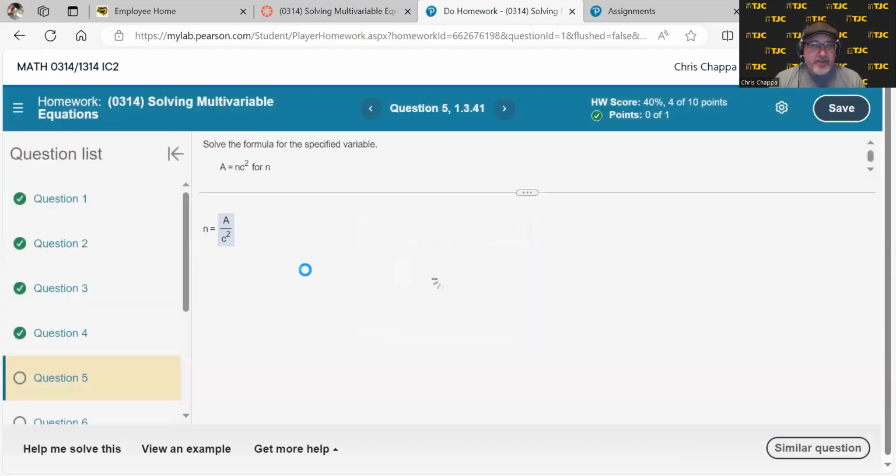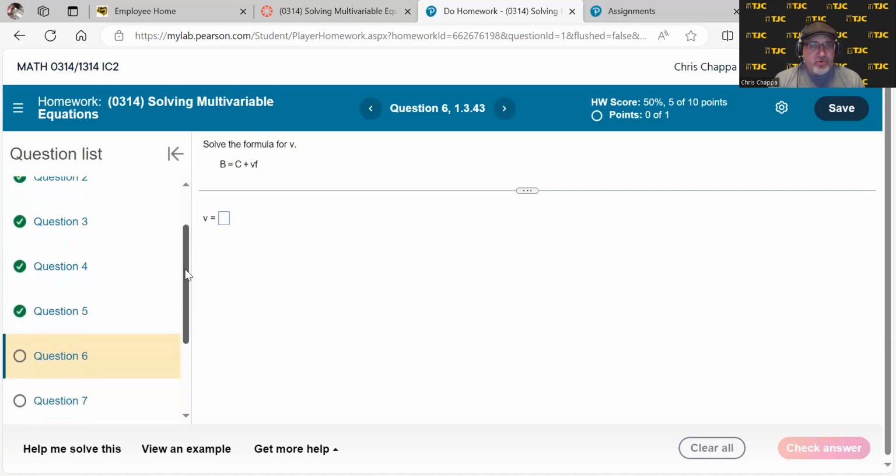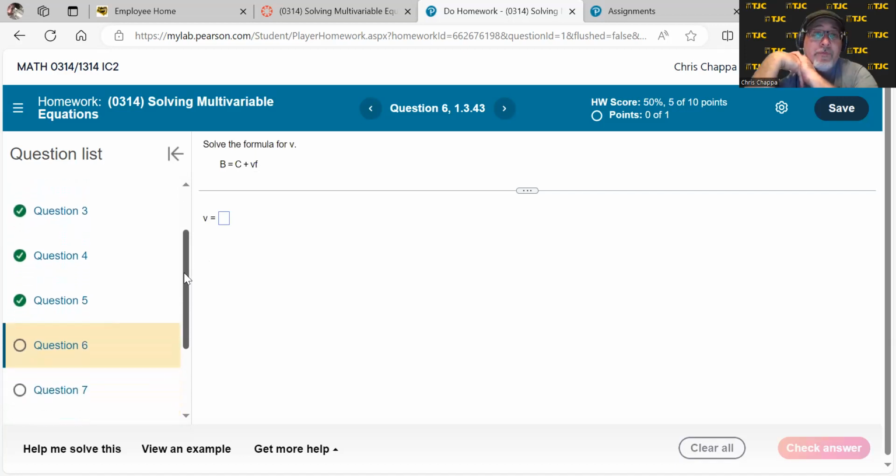All right, it's a piece of cake. Let's keep going until we find something that's a little trickier. That didn't take long. Solve the formula V equals C plus VF. I believe this is the first one we've had that involves any addition or subtraction. And it does also involve multiplication because we have V times F. Whenever you have an equation with multiple operations in it, such as addition and multiplication, and you're solving that equation for something, there's a particular order in which you should solve.